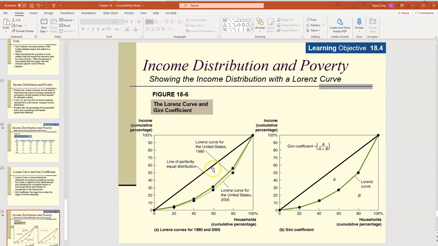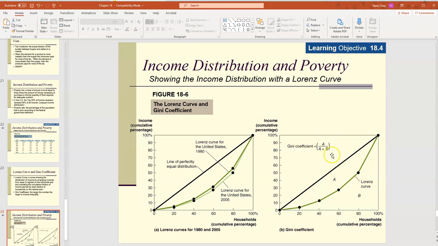Now a Lorenz curve that is closer to the center line represents a country with less income inequality than a country that has a line farther from the center. So if you compare this light green to this dark green, which is basically the Lorenz curve in the 1980s in the US versus the Lorenz curve in 2005 in the US, you will notice that income inequality is getting worse. In other words, the distance of the Lorenz curve from the center is greater in 2005 than it is in 1980. Now with that Lorenz curve, we can also create something called a Gini coefficient.